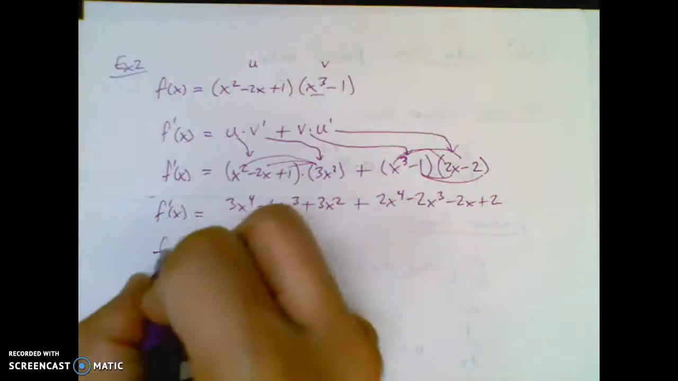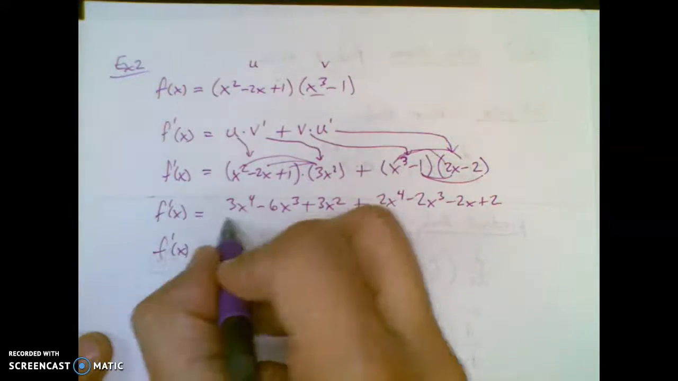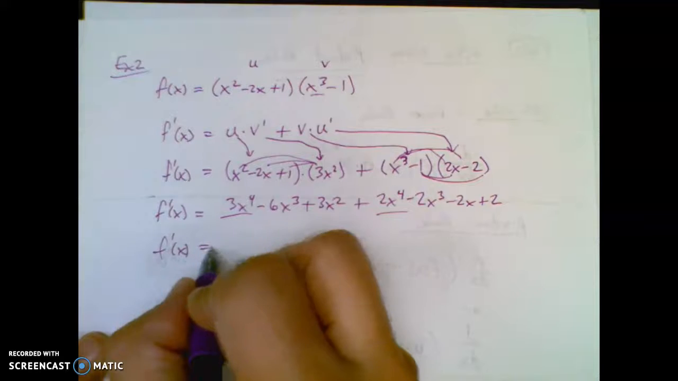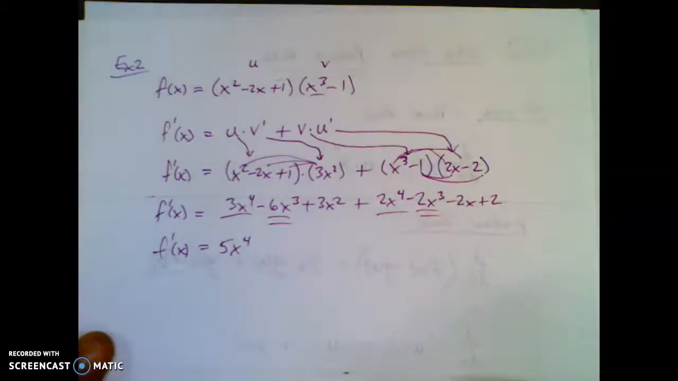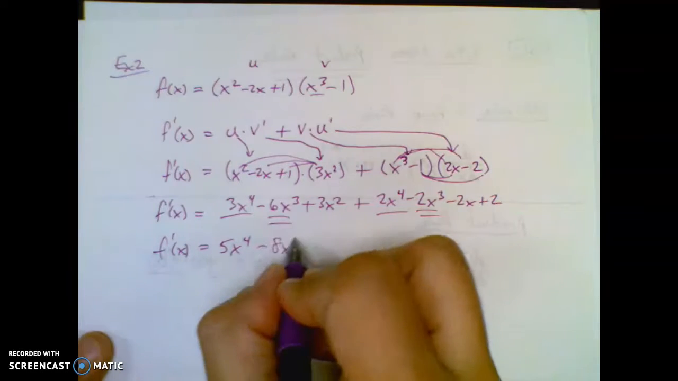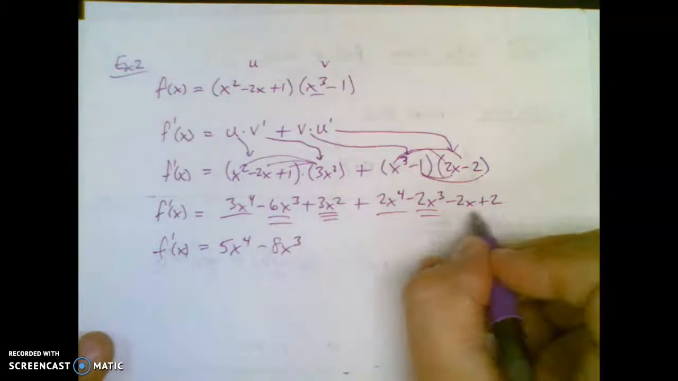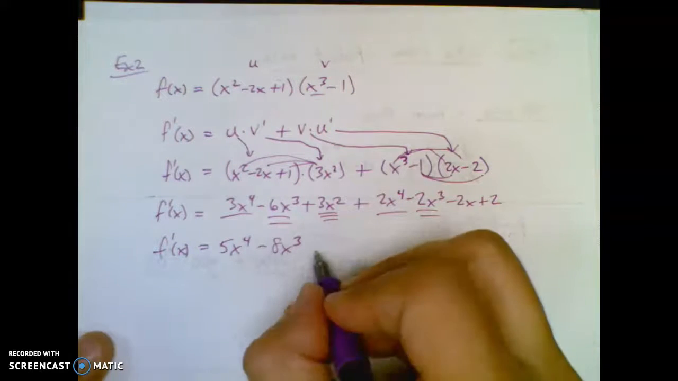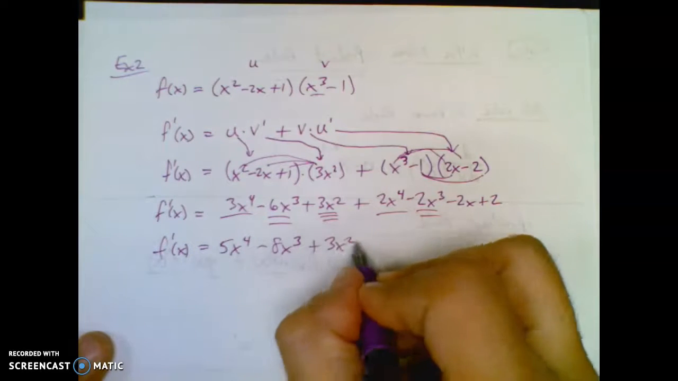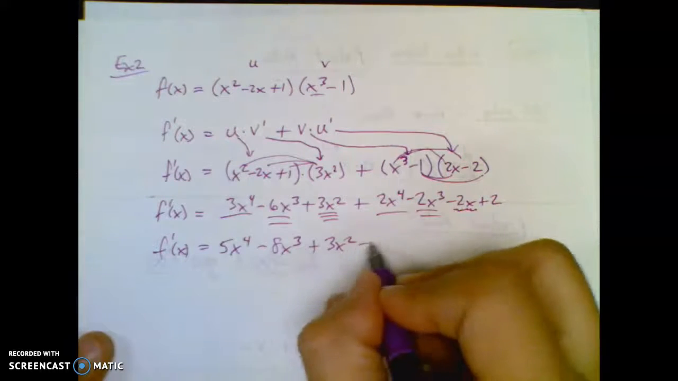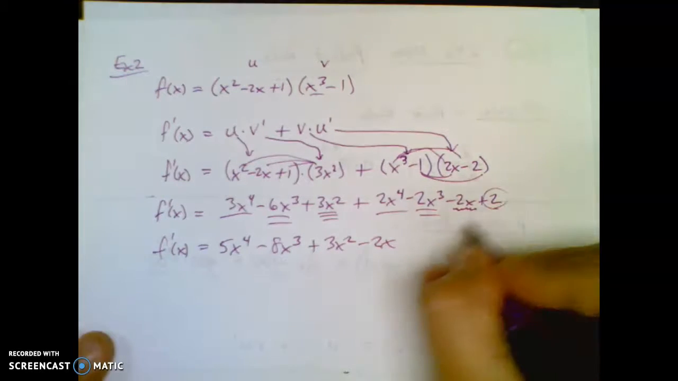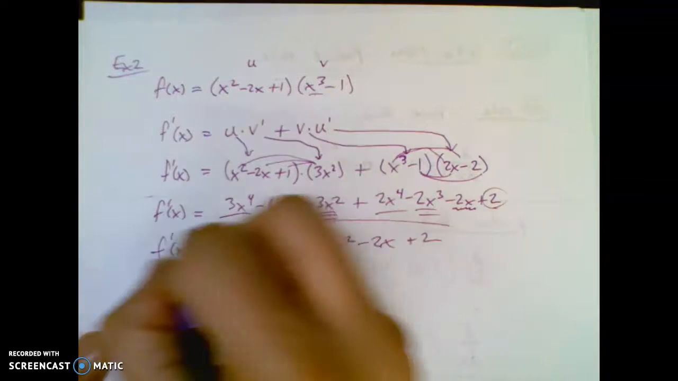And then we can combine like terms. See those two guys go together and make 5x to the 4th. These two guys go together and make minus 8x cubed. This guy goes with nothing, I guess. Everything else goes by itself, minus 2x and plus 2. So that's your final answer.